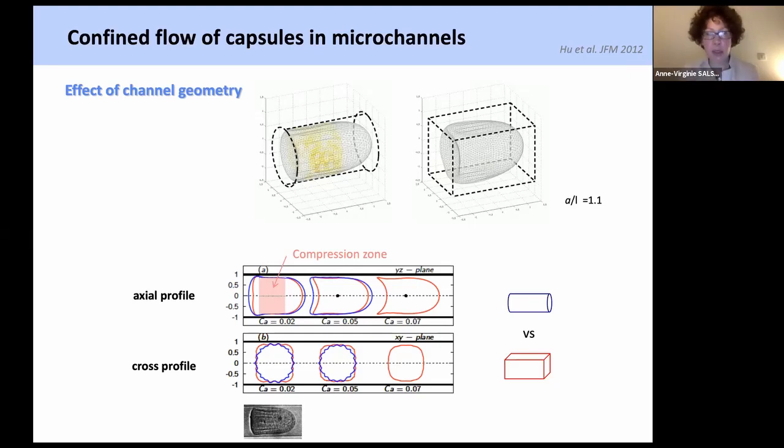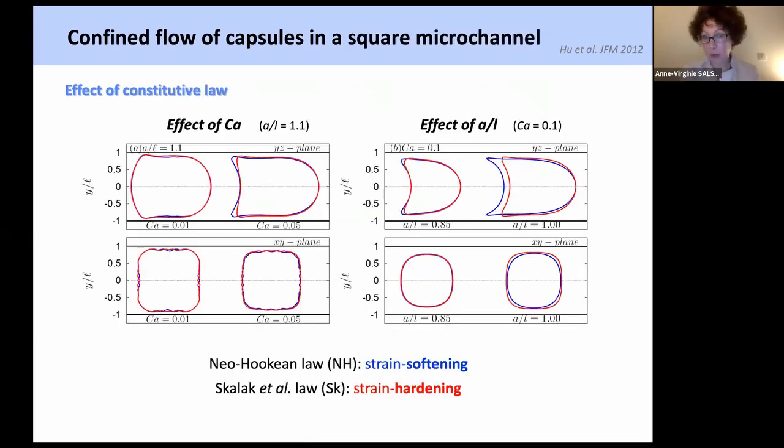Now on this slide, I show you the effect of the law. As we said, it was important to be able to distinguish the behaviors. Now let's see whether it actually plays a role or not. So here we are looking at the effect of the laws. You see that whenever you go to higher capillary numbers, you really see a large effect.